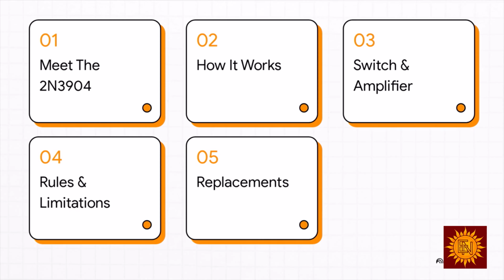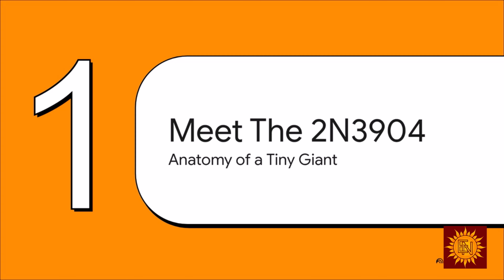Okay, let's dive into this anatomy to action masterclass. Here's how we're breaking it down today. First, we'll meet the 2N3904. Then, we'll look at how it actually works, dive into its switch and amplifier modes, cover the essential rules and limitations, and finally, wrap up with how to find a reliable replacement when you need one. All right, part one, let's meet the 2N3904, the anatomy of a tiny giant.